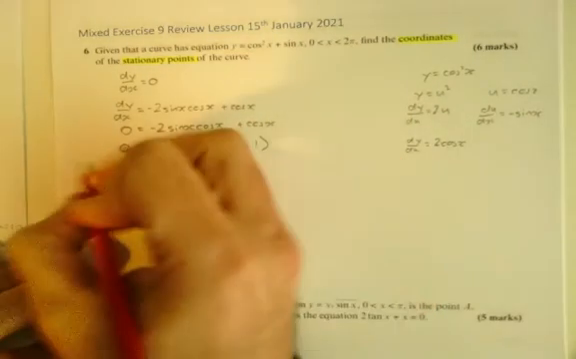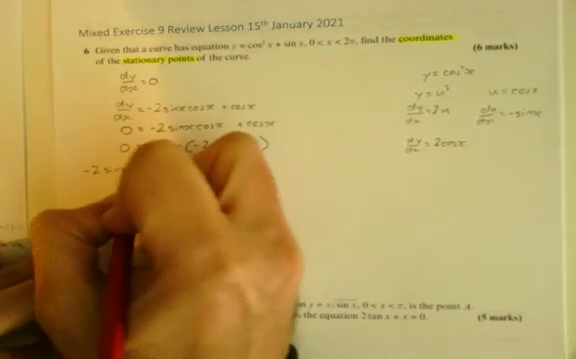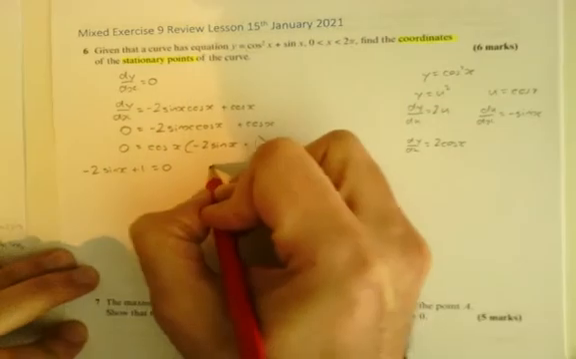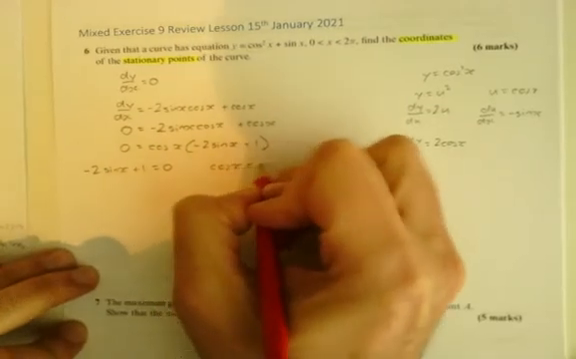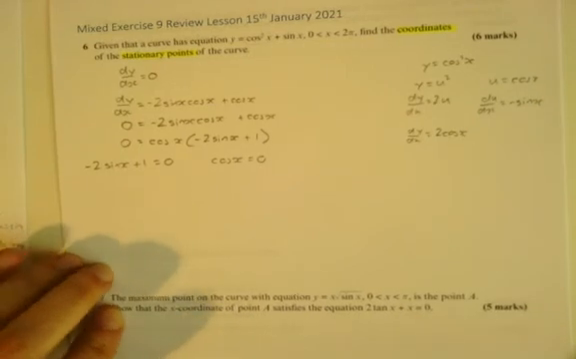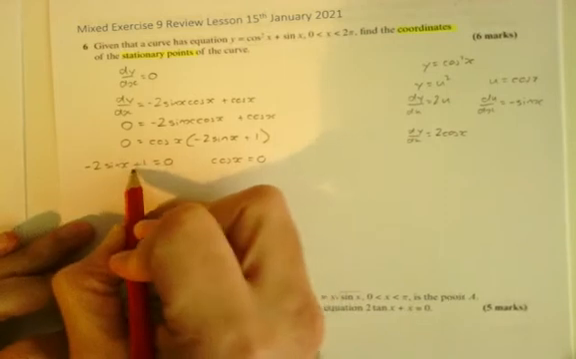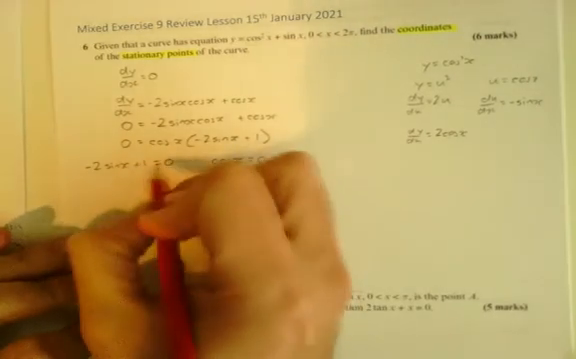Okay, now that gives me two equations that are quite simple. It's going to give me minus 2 sine x plus 1 equals 0, and it's going to give me that cos x equals 0. Okay, so what we need to do is solve both of these. Let's take this one first. This is the trickiest one.